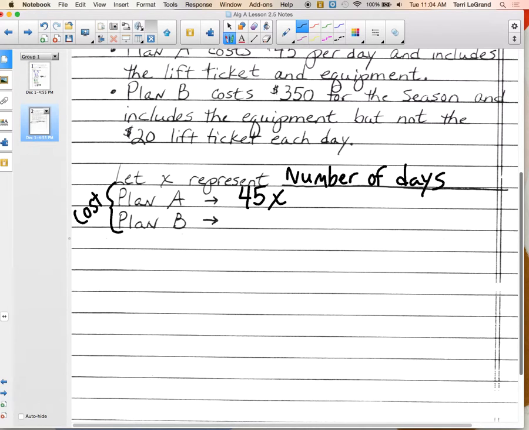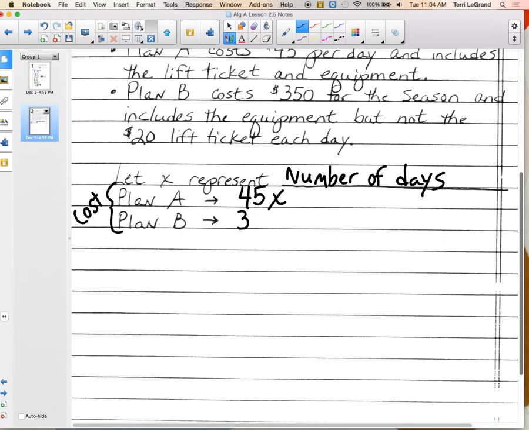They charge $45 a day, and that includes your equipment and your lift ticket. You pay them $45, and everything's included. So $45 each day. Michaela? And for B would be like plus 350 and 20x. Okay, so let's just put that one by itself.